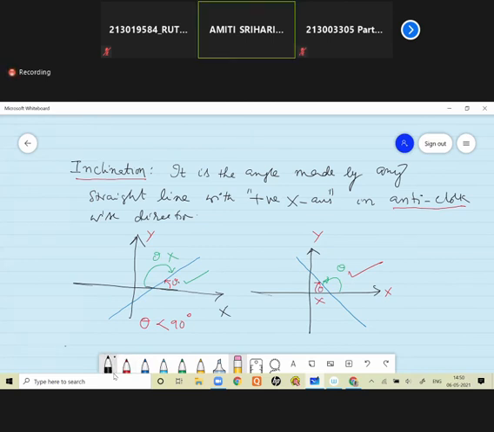Why? It should be in what direction? Anti-clockwise direction. Theta is greater than 0. Okay, sir.